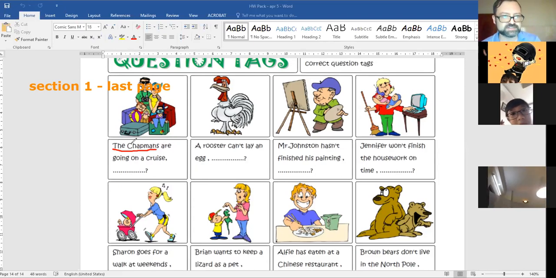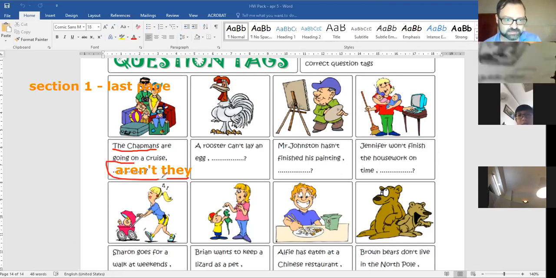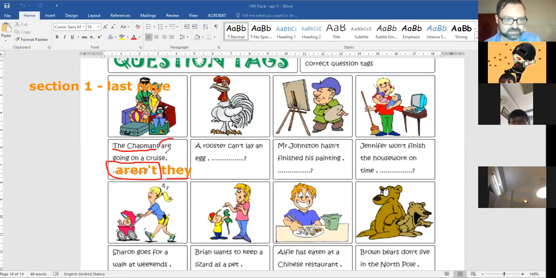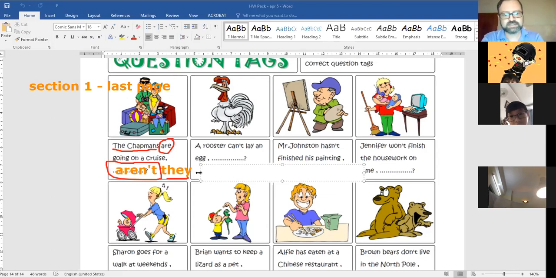verb in our statement. So it says, the Chapmans are going on a cruise. All right. So the Chapmans aren't they? The Chapmans are going on a cruise, aren't they? All right. They matches the Chapmans here. And then aren't is the opposite of are here. Okay. And I believe we did number two and number three, a rooster can't lay an egg, can it?